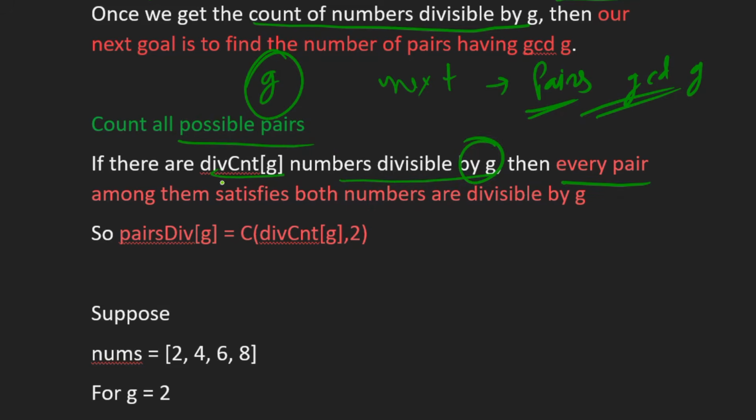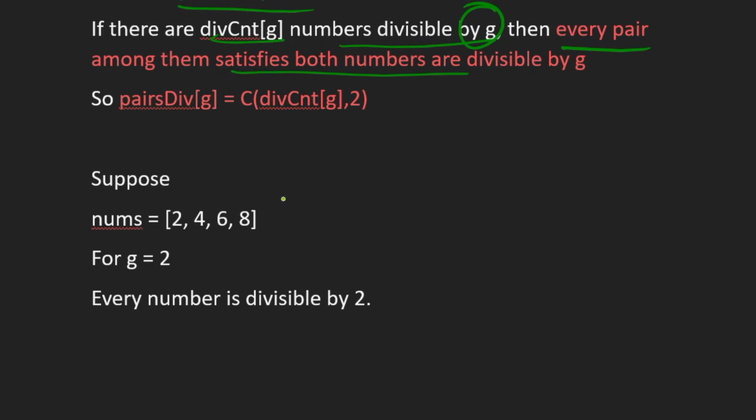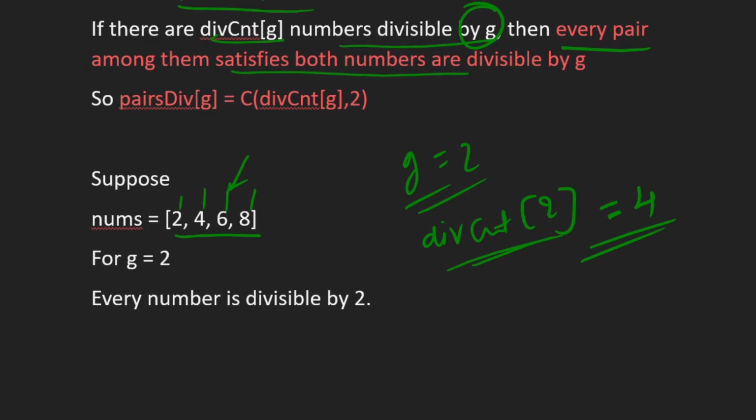So now every pair among those numbers will satisfy that. Let's take an example. Suppose we have the nums array 2, 4, 6 and 8, and we take g equal to 2. What will be div count of 2? That is, how many numbers in the nums array are divisible by 2. 2 is divisible, 4 is divisible, 6 is divisible, 8 is divisible. So div count of 2 will become 4. That means in the nums array four numbers are divisible by 2, right?